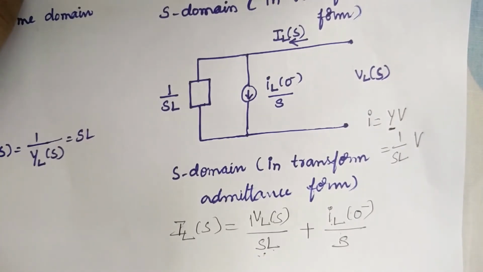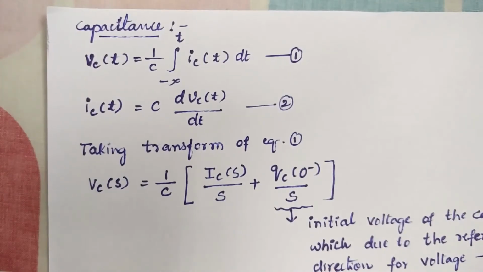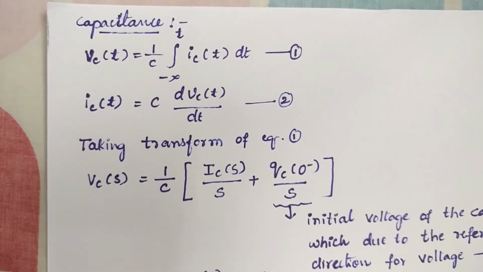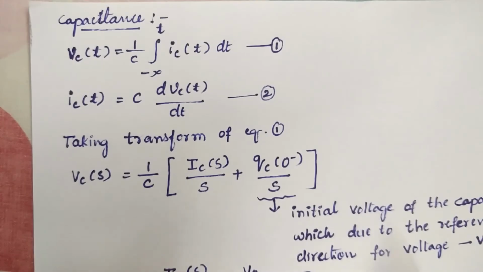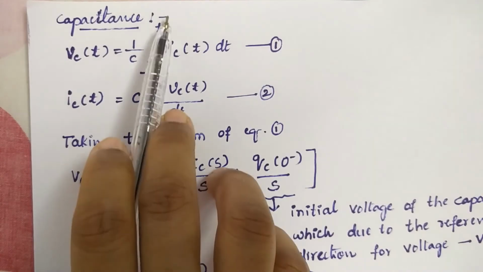And the third parameter is a capacitor. So let us see how the capacitor can be analyzed. So the voltage and current relationship for a capacitor is Vc of t equal to 1 by C times the integral from minus infinity to t.